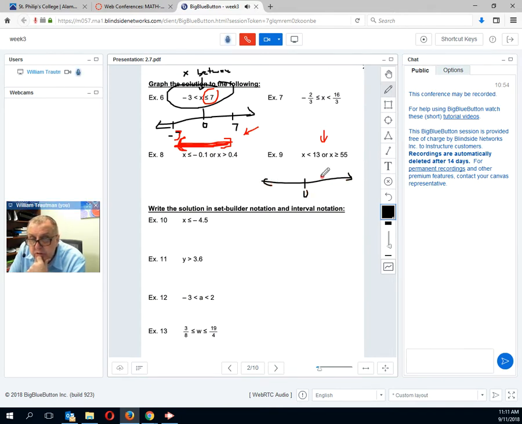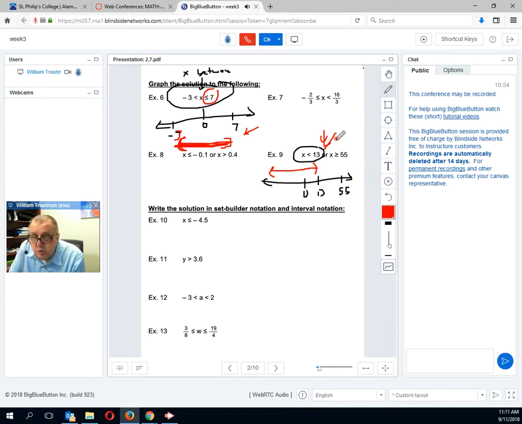Here's 0, here's 13, and here is 55. Now, if we read the first one, it says x, and then the arrow, x is less than 13. So to graph x is less than 13, here's 13. Less than 13 is this way. Less than is always to the left, greater than is to the right. There's no equal sign, so we put a parentheses.